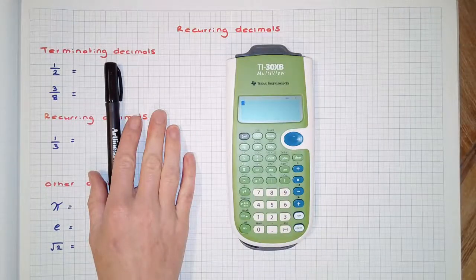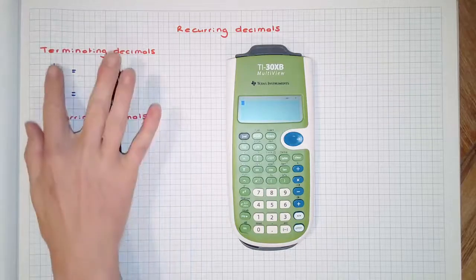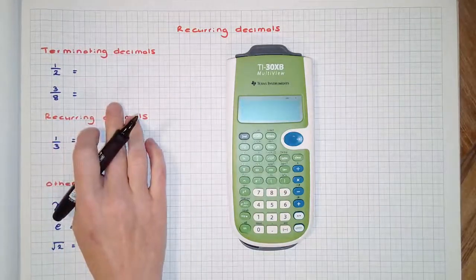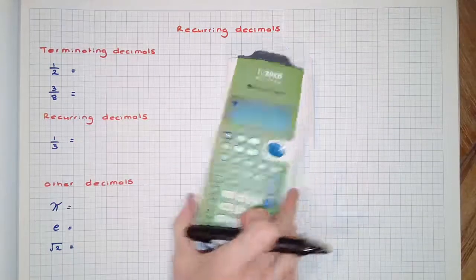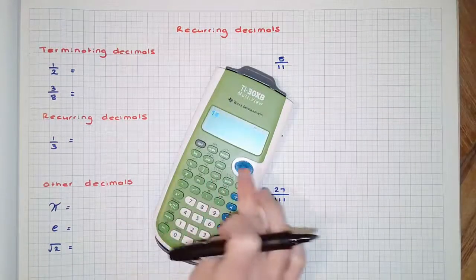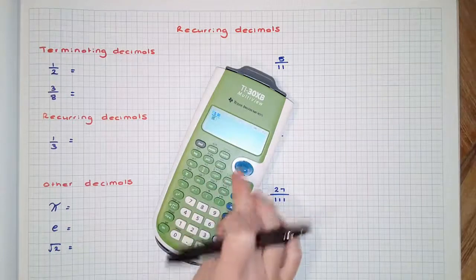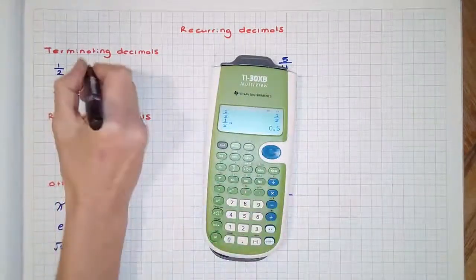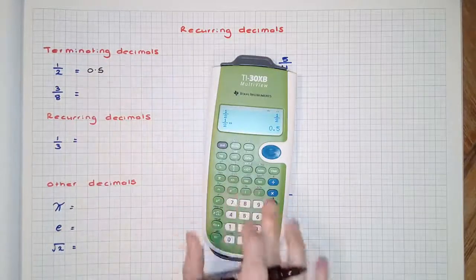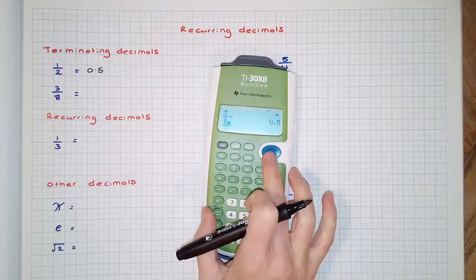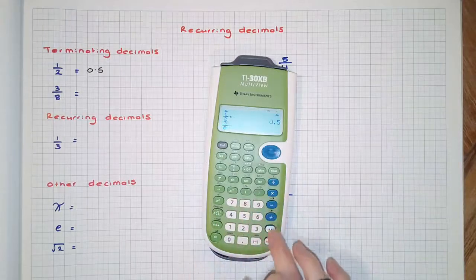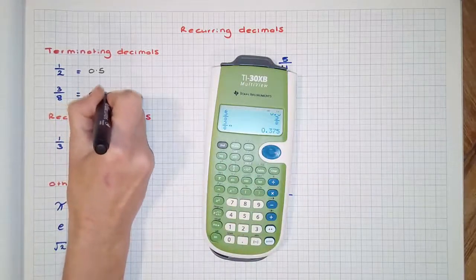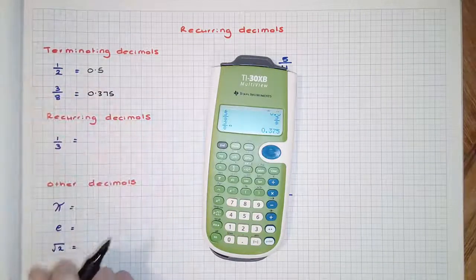In this video, we're going to have a look at types of decimals. Firstly, terminating decimals. A terminating decimal has a finite number of decimal places. For instance, 1/2, if we put it onto the calculator, is 0.5 and it terminates. Similarly, 3/8 is 0.375. Again, it has 3 decimal places and terminates.